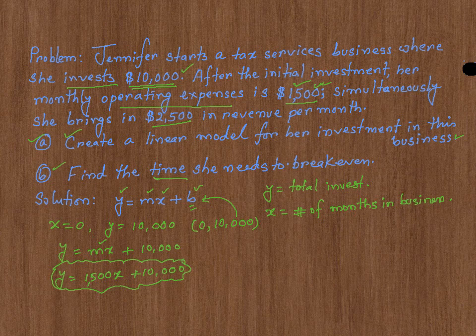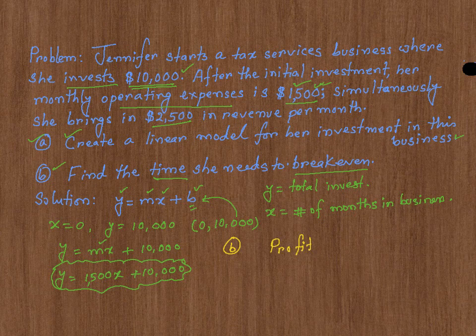Now part B. How much time would she need to break even? That means how much time would it take her to recoup all her investment? So technically, let's say this is part B. If we look at her monthly cash flow, what do we have? She has revenue of $2,500.